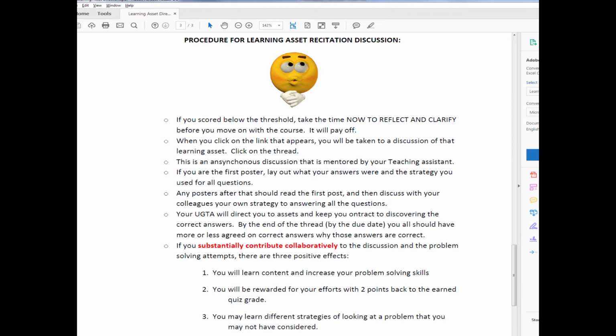You'll also see directions and procedures for the learning asset recitation discussion if you fall below a certain threshold in the quiz. This is not punitive in any way. It's actually instead to help you clarify and gain further mastery of an area that you may not quite be clear about as identified by the quiz. You can also gain up to 2 points back for the grade that you did receive on the quiz.